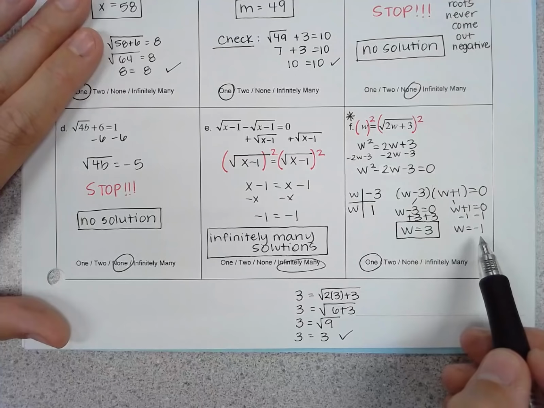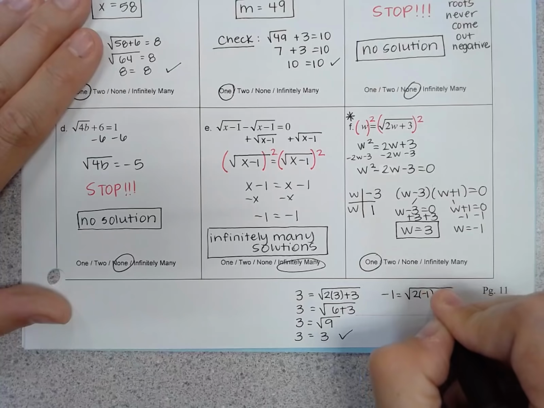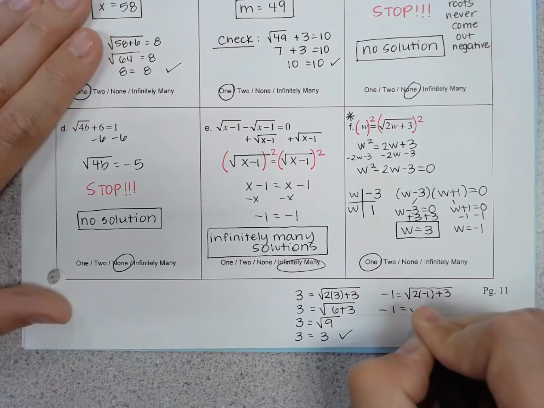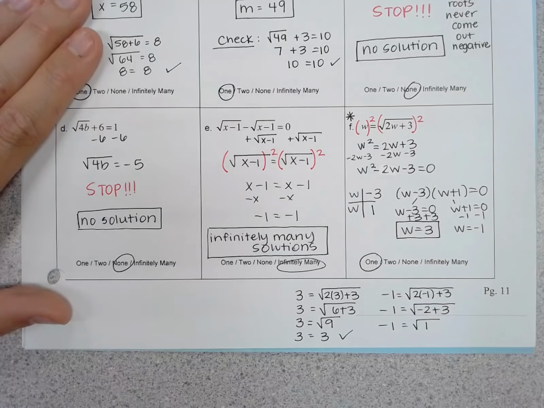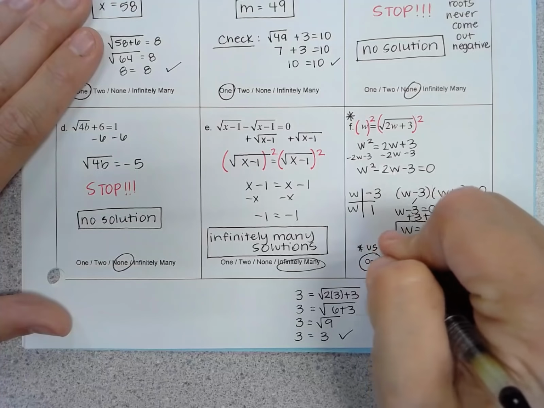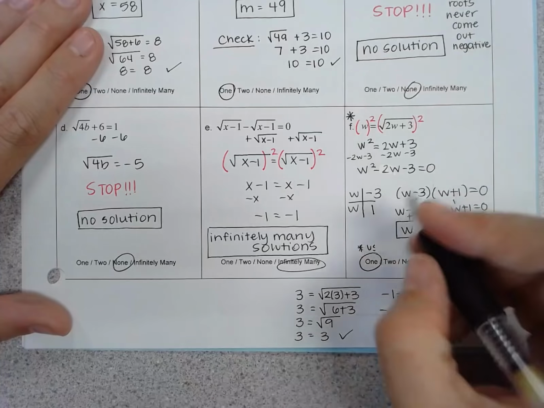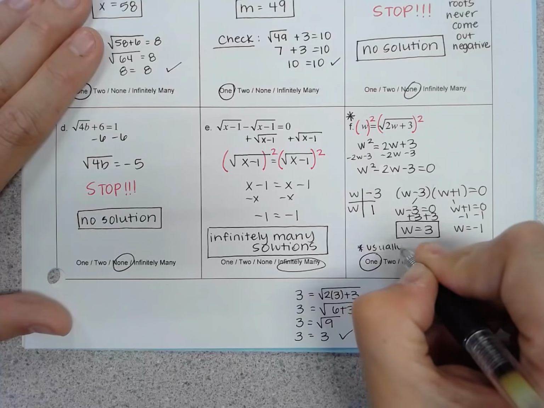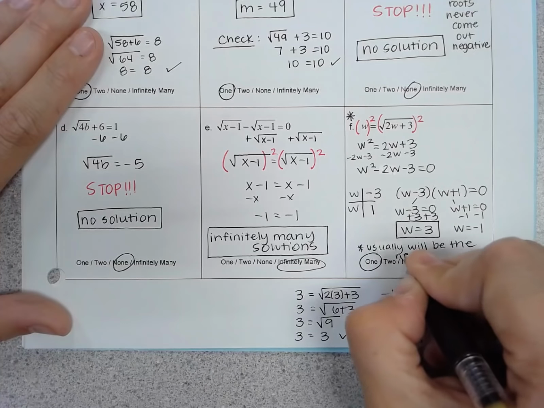But something different happens when you plug in the -1. So -1 equals the square root of -2 plus 3. So -1 equals the square root of 1. So you get -1 equals +1. And that's not true. So this answer, it's usually going to be, if it's going to happen, it's usually going to be the negative answer you throw away.